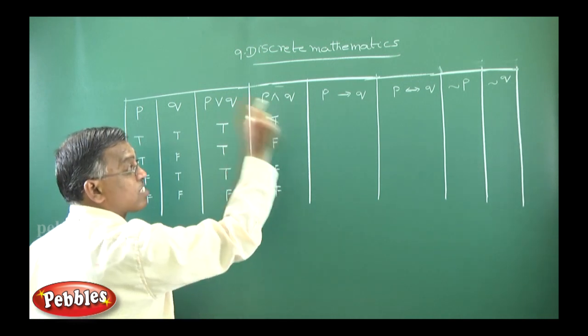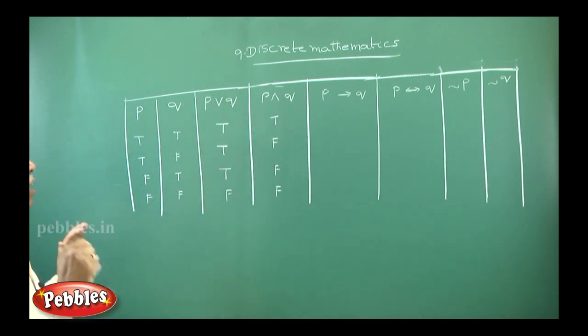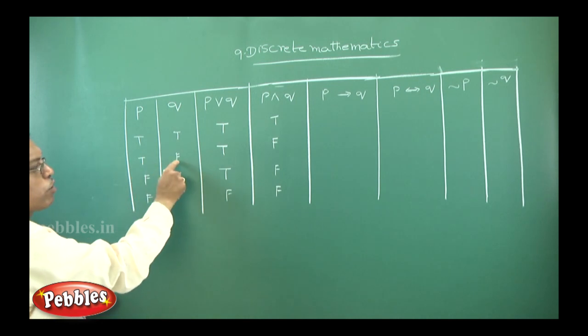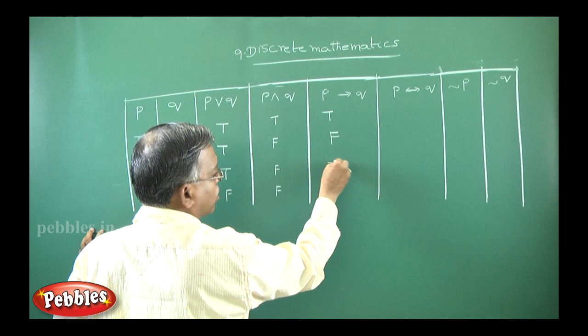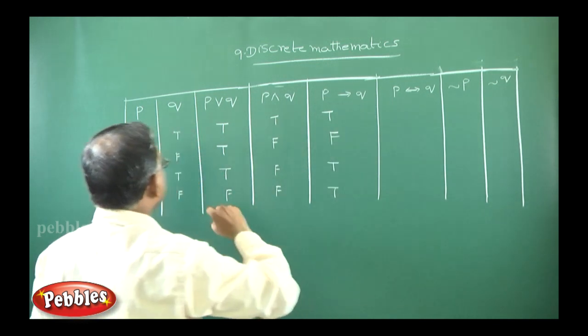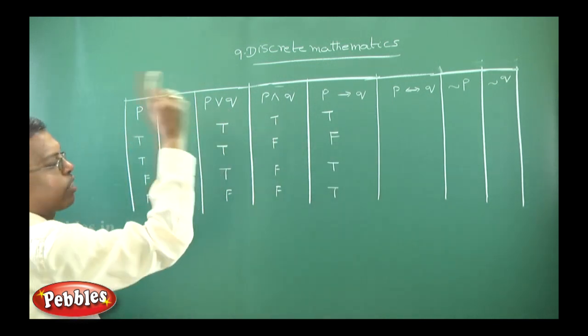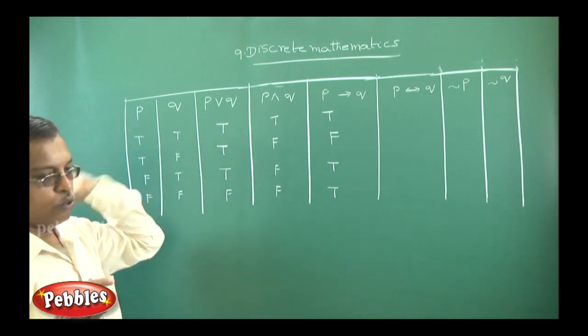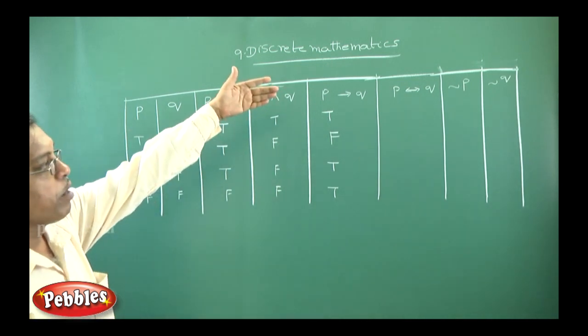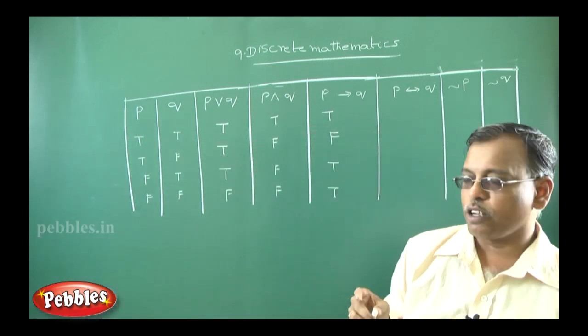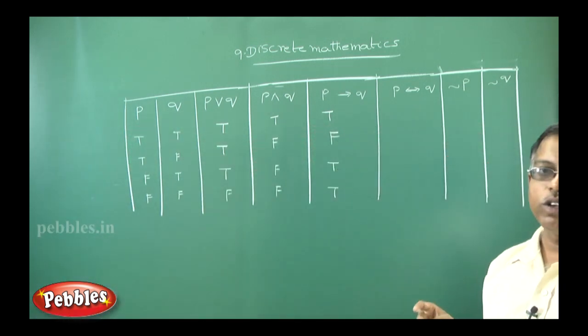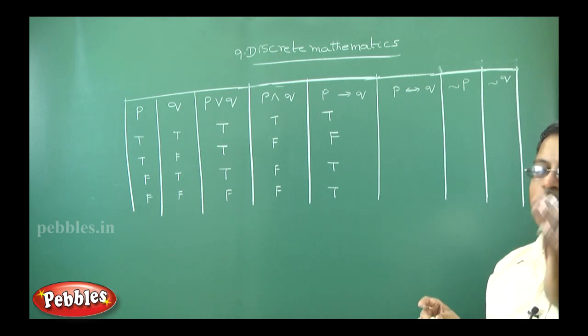Next, P implies Q. P implies Q means if P is true, Q is false, false. Otherwise, all are true. That is the way you should remember. Next, P double implies Q. P double implies Q means if P and Q contain same truth values, it is true. Otherwise, it is false.